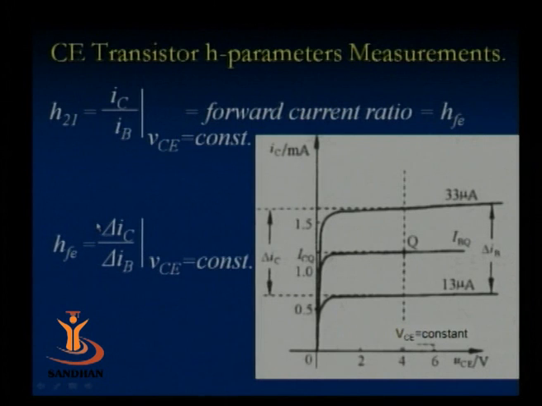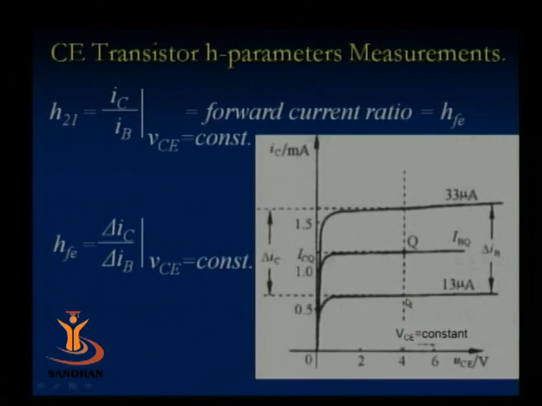The next is H21 or HFE, the forward current ratio. It is the ratio of the change in collector current to the change in base current when the output is constant. So HFE is delta IC, the change in collector current, to the change in base current, delta IB, when the output VCE is kept constant. For that we can use these characteristics. This is the output characteristics of a typical common emitter circuit. This characteristic is for one IB, say 33 microampere, and this one is for another IB, 13 microampere.